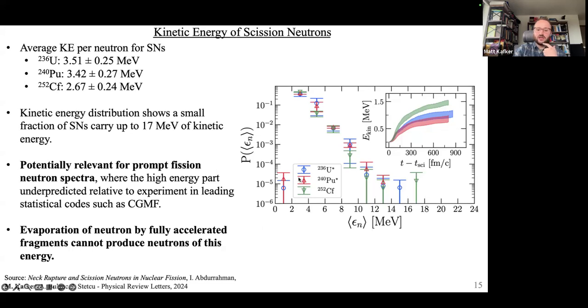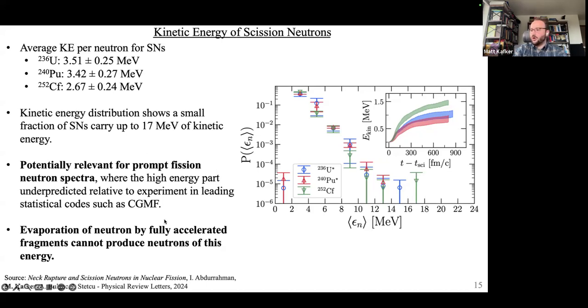This is the probability. We see that there's very little probability at low energy per neutron because if it was sufficiently low, those neutrons would still be inside the fragment. And obviously we don't consider them if they're still inside the fragment, they're not scission neutrons. So we see that there's a peak at some energy, which is around 3, and that's where we get these averages. But we do expect that some small fraction of the neutrons emitted will have a considerably higher kinetic energy, going up to something like 17 MeV.